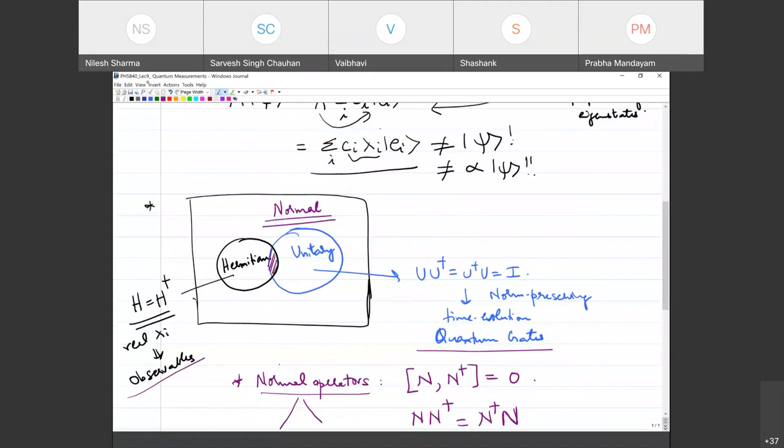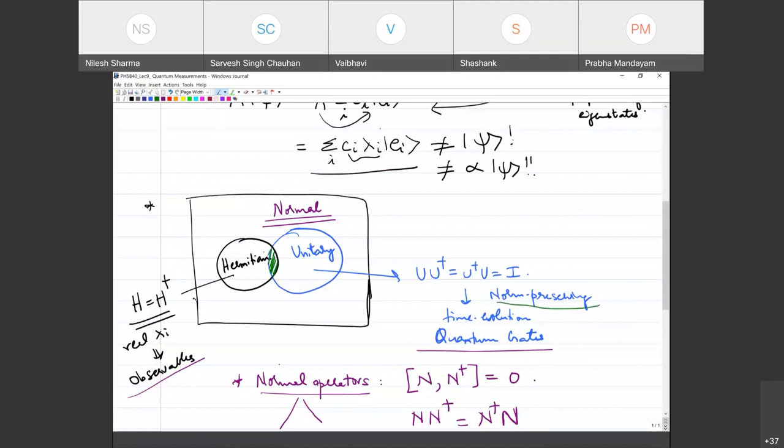So maybe I should just use a different color for that. So look at this intersection, to go back to your question. Those operators which are in this intersection are both valid observables and valid gates, right? But not every valid gate is an observable. There are gates which we'll encounter which are not Hermitian, right? And similarly, not every observable is a valid quantum transformation. Not every Hermitian operator is unitary or norm-preserving. So it's only those which are in the intersection.